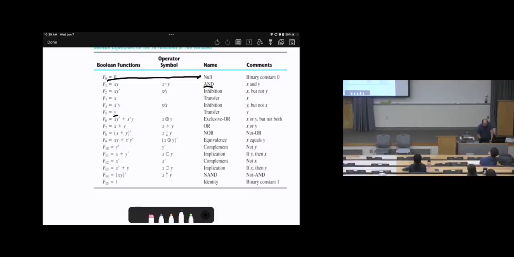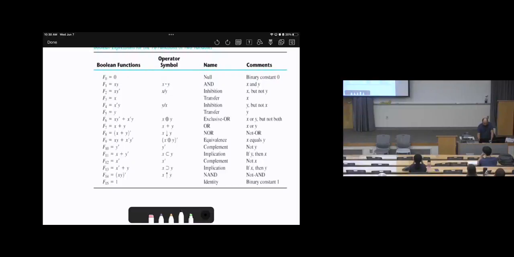Then there is exclusive OR, then OR, exclusive NOR, then what else? This is xy plus x bar y bar, which we call equivalence. Then we have x y bar plus y bar, which we call implication. We have a complement, x bar plus y, another implication. Then xy all bar, which is NAND. Then f equal 1, which is identity, it gives us 1 no matter what the outputs are.